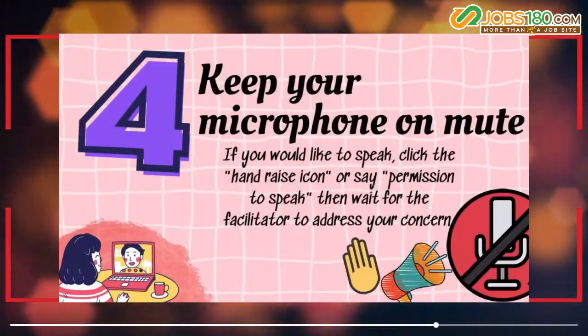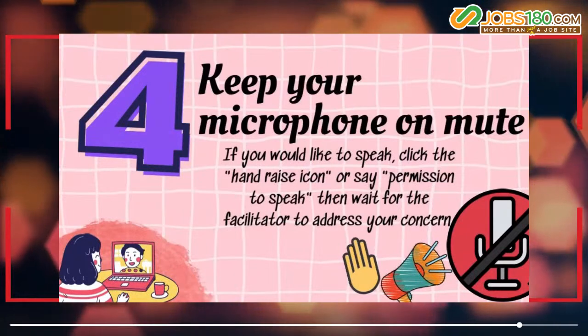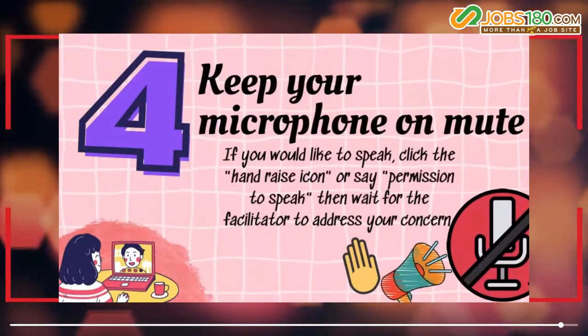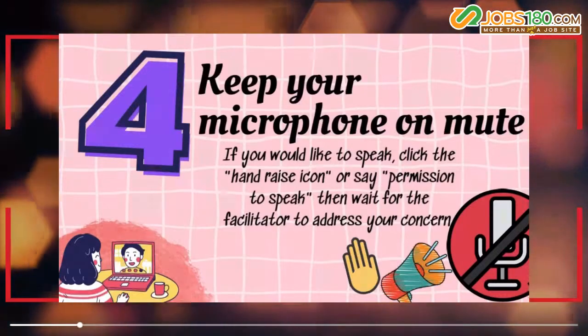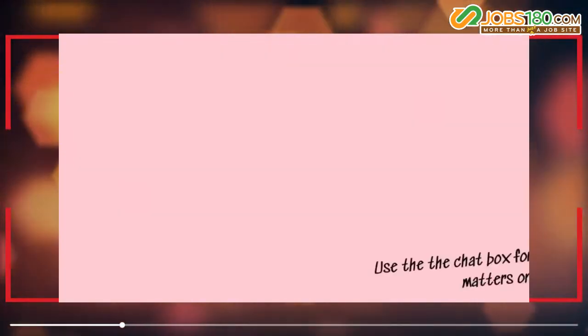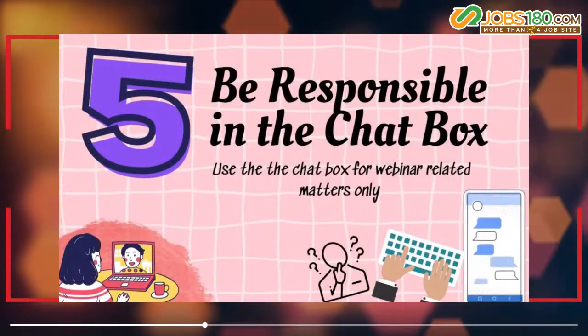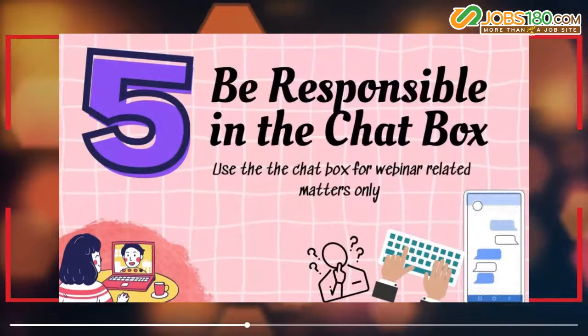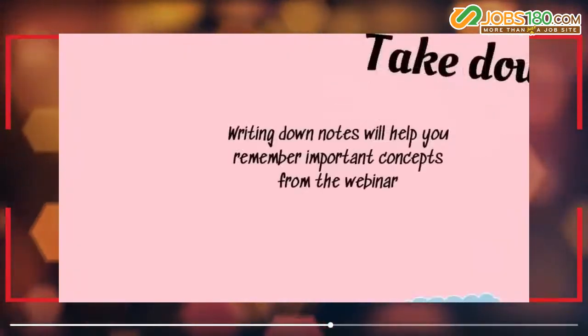Number 4. Keep your microphone on mute. If you would like to speak, click the hand raise icon or say permission to speak, then wait for the facilitator to address your concern. Number 5. Be responsible in the chat box. Use the chat box for webinar-related matters only.